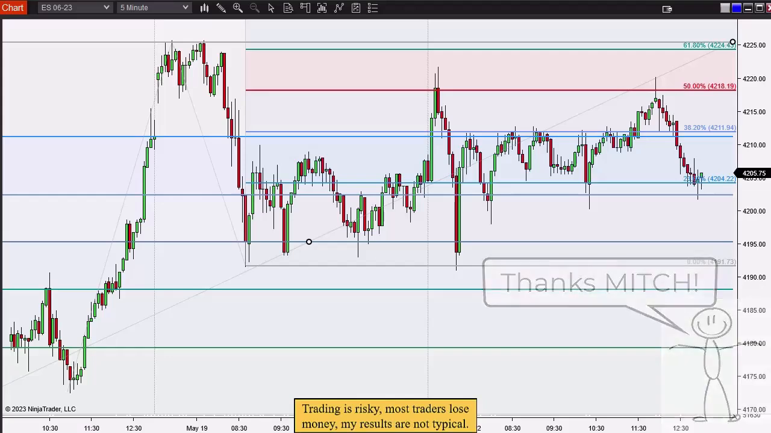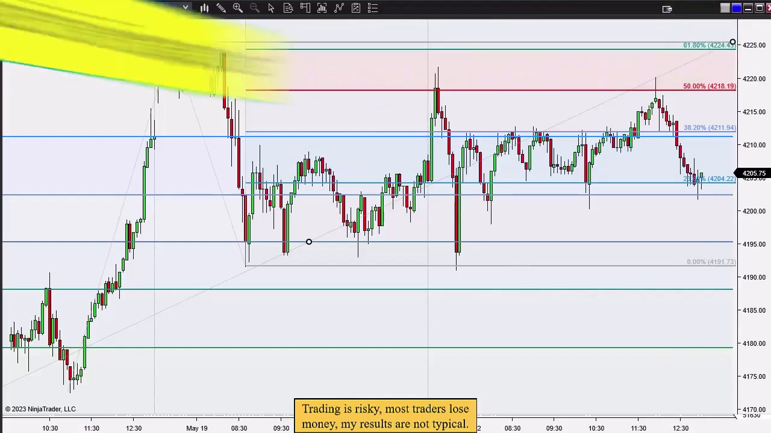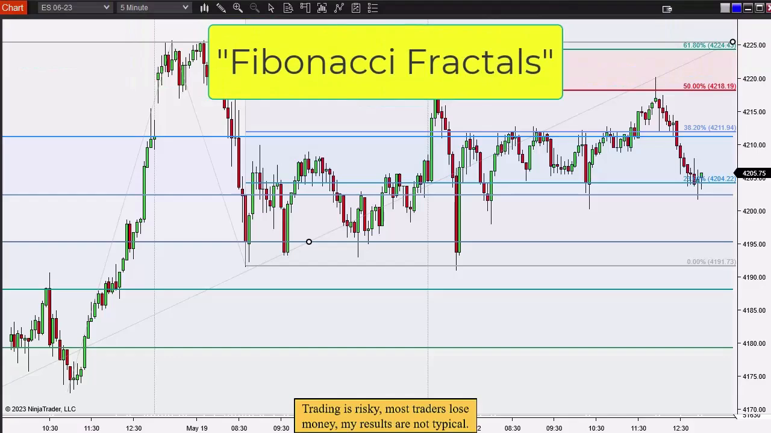100% correct. And that is what we call Fibonacci fractals. There's a term for that I just made up. Fibonacci fractals, that's what I call them. It is based on exactly what that individual commented, which was an excellent insight, by the way, and very true. So that's why a lot of people will do multiple Fibonacci levels and look for the clusters.